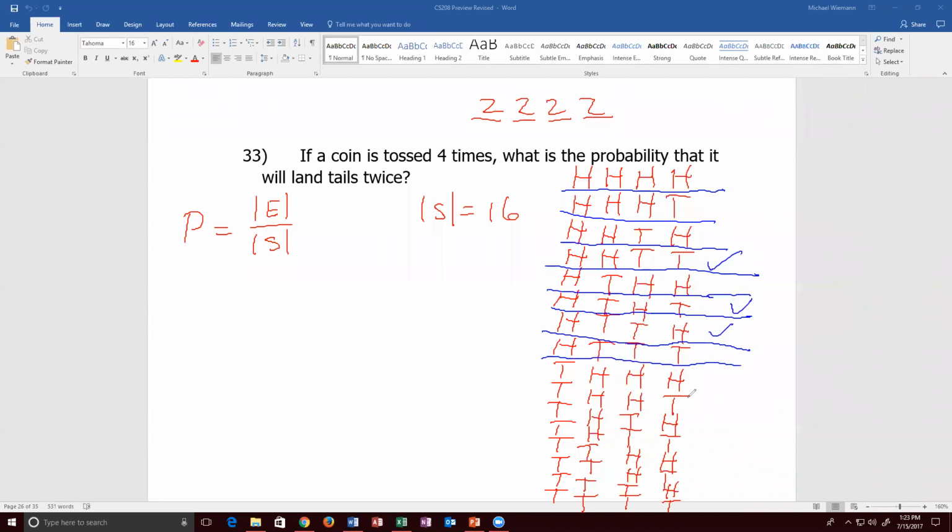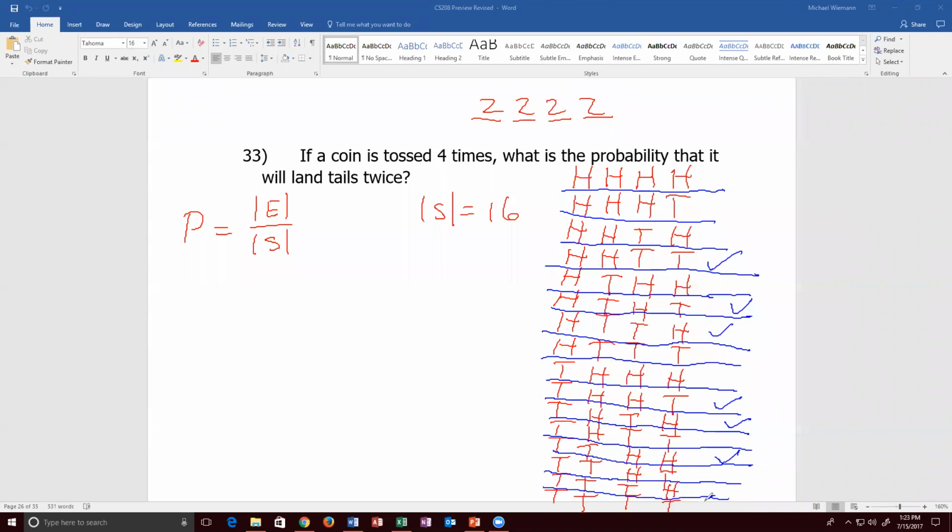That one has 3 tails, doesn't work. That one does not have 2 tails on it. This one does, check mark. That one does, check mark. That one's got 3 tails on it. That one's got 2 tails, so check mark. That one's got 3 tails on it, don't use it. That one's got 3 tails, and the last one has 4 tails, so I don't use it.